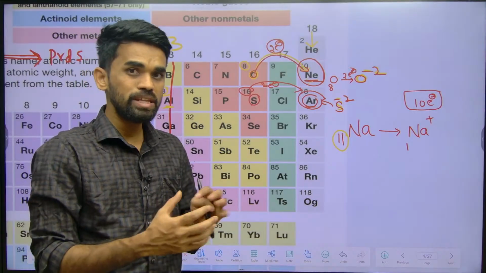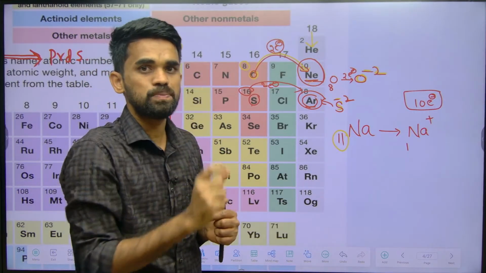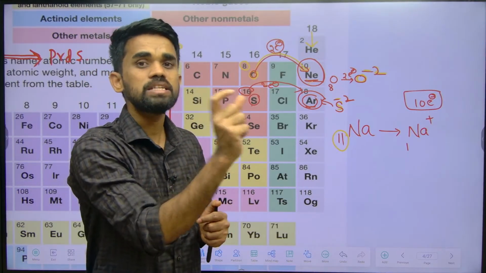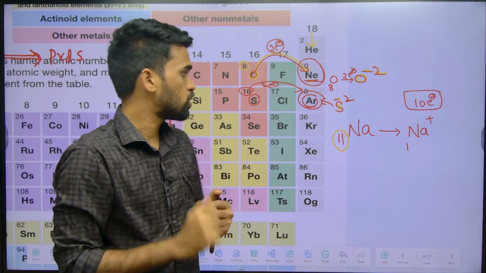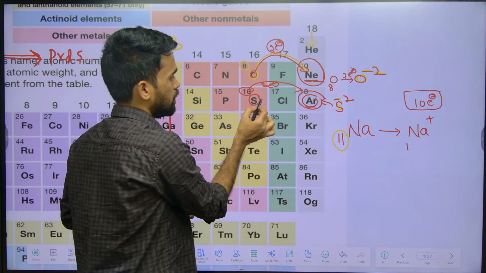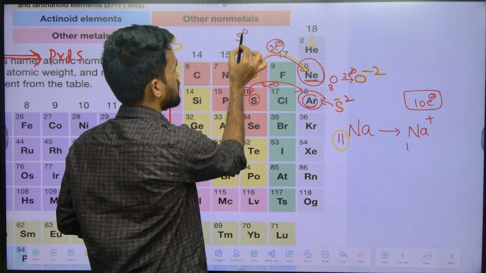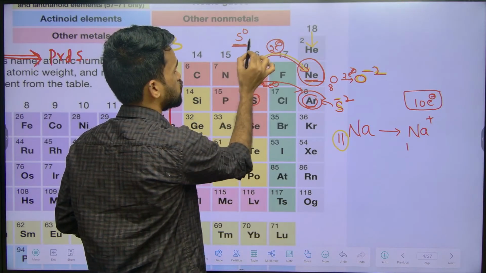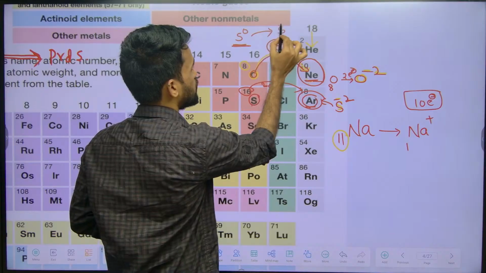Now during this process, whatever the net charge present on that element or the ion is called its oxidation state. Now sulfur in atomic form has no charge on it, so here the oxidation state is 0. Now by gaining 2 electrons it is becoming minus 2.